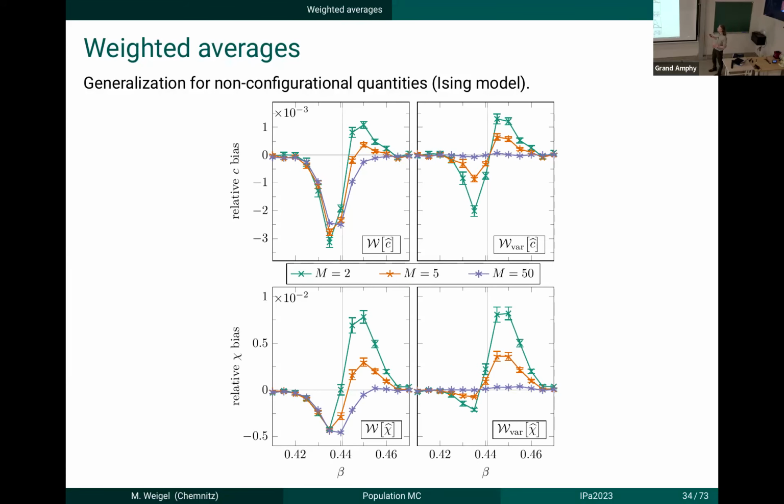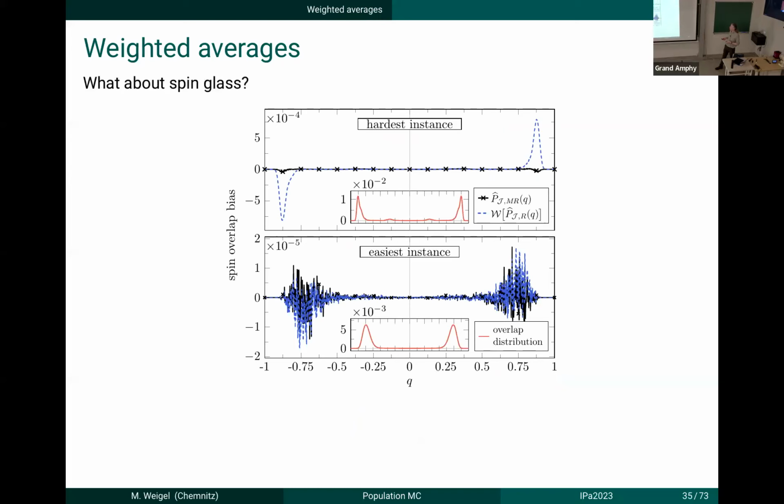For example, you have to keep certain things in mind for doing such weighted averages of non-configurational quantities, like fluctuation quantities, like susceptibility, specific heats, etc. But then you do see, this M here is the number of simulations with the same parameters, and you see that there's a systematic decrease of the systematic errors, the bias, as you increase the number of simulations. Okay, and that can also be done for spin glasses. We played a little bit around with that.